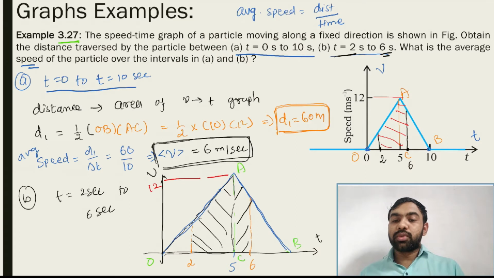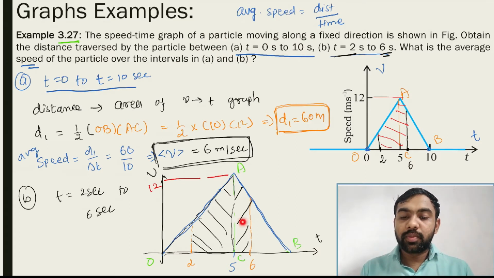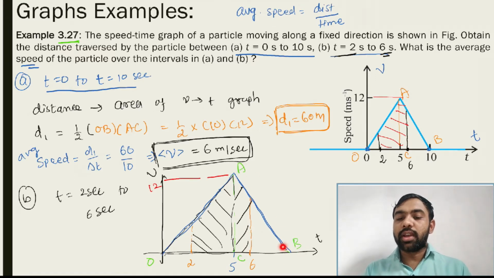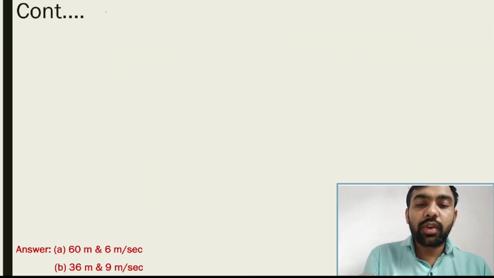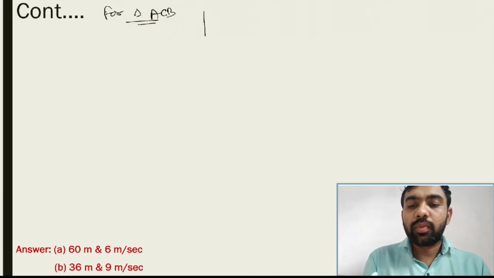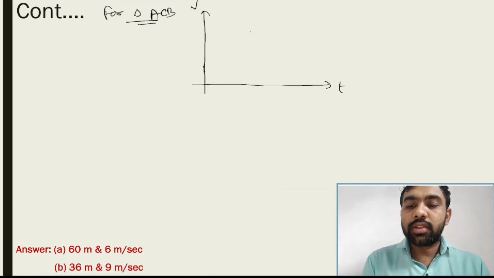Now find x2. So x2 means this much distance, which means this much area. So consider triangle ACB. Consider this triangle ACB. Okay, let's see this calculation of x2. That was the calculation of x1. So for triangle ACB, V versus T.